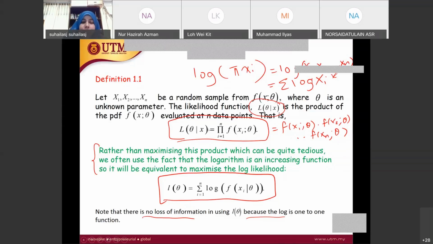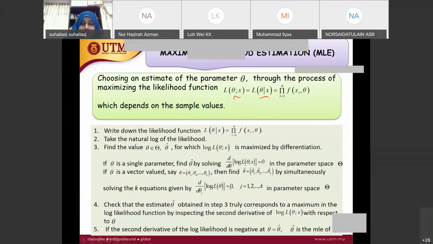If you want to maximize the likelihood function, normally what we do is we change to log. So this is your log of the product, and it will become a summation of your log f(xi, theta). So then the step is we will take a derivative. If you have a single parameter theta, you will differentiate with respect to theta, set equal to 0, and then you solve.